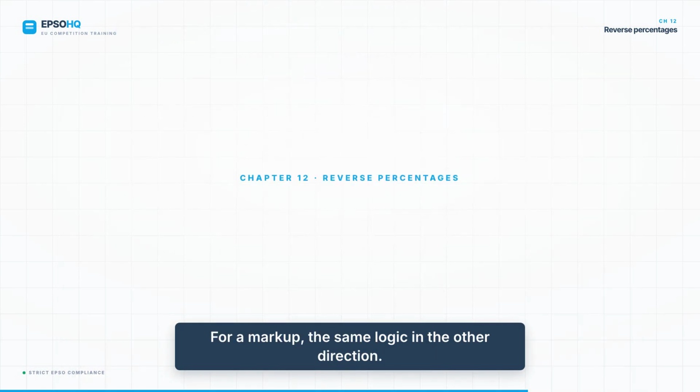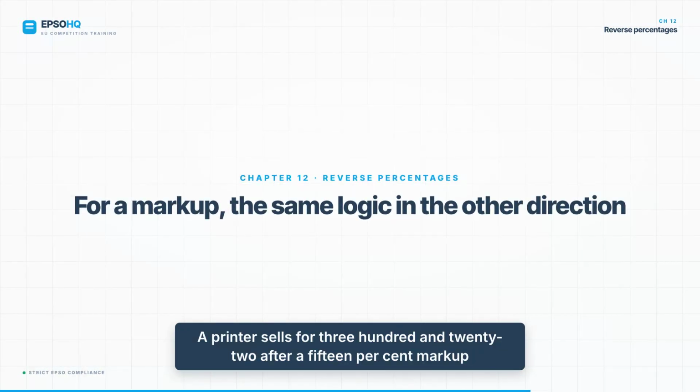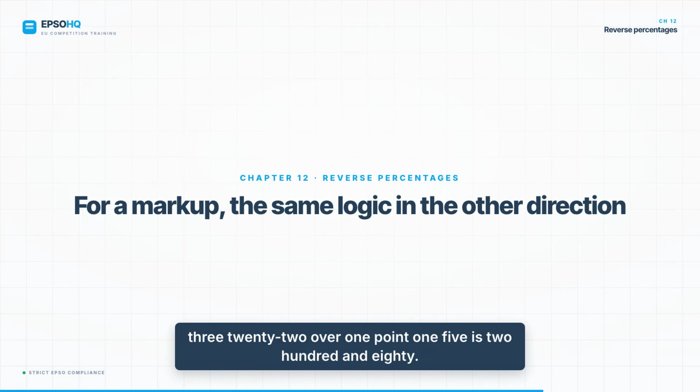For a markup, the same logic in the other direction. A printer sells for 322 after a 15% markup. That 322 is 115% of cost. Divide. 322 over 1.15 is 280.